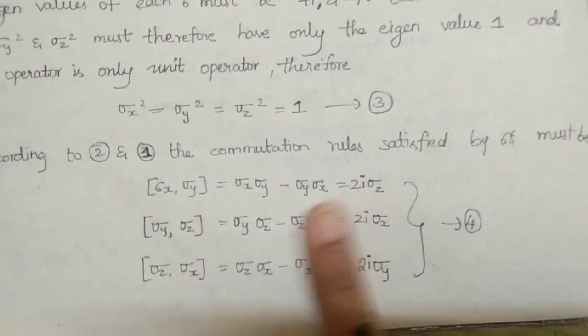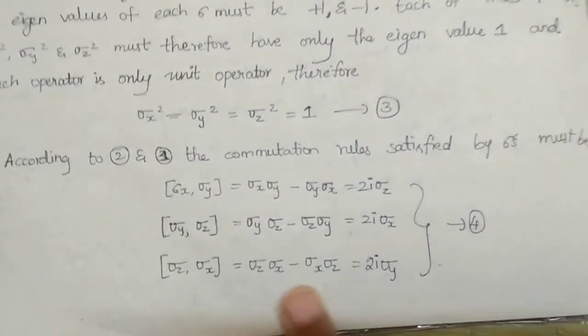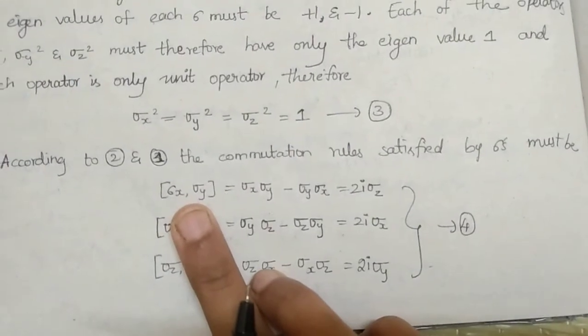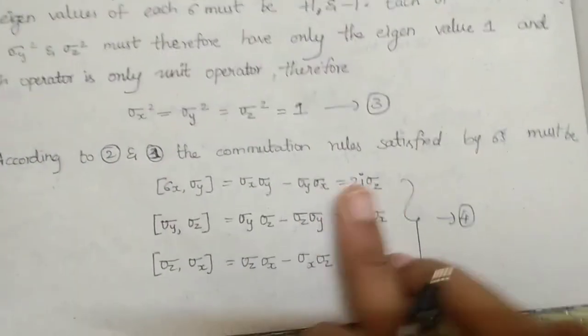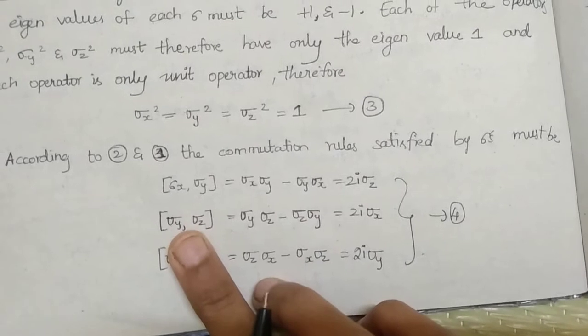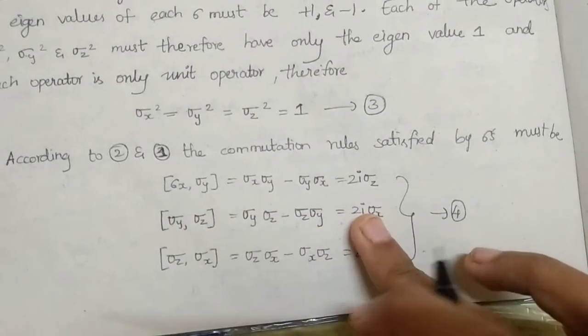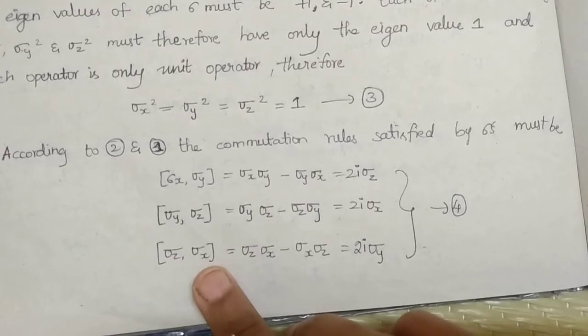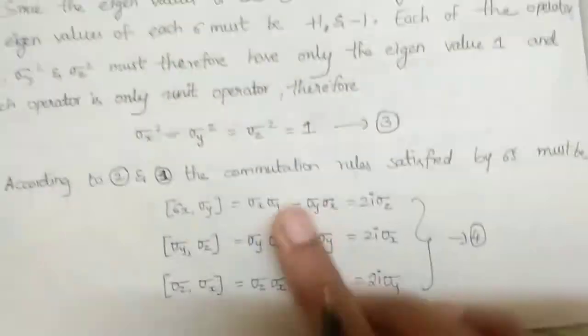So in this manner, finally from this 2 and equation 1, we would have the following commutator relations for these sigmas. That is, commutation of sigma x sigma y is equal to 2i sigma z, and commutation of sigma y sigma z equals 2i sigma x, and commutation of sigma z sigma x is equal to 2i sigma y, based on this second and equation 1.